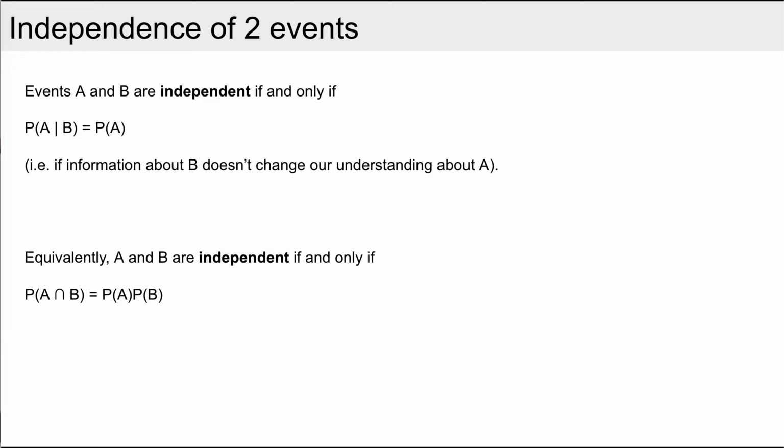In general, two events A and B are independent if and only if the conditional probability of A given B is equal to the unconditional probability of A alone. That is, if information about B doesn't change our understanding of A. An equivalent definition states that two events A and B are independent if and only if the probability of their intersection is equal to the product of their probabilities.